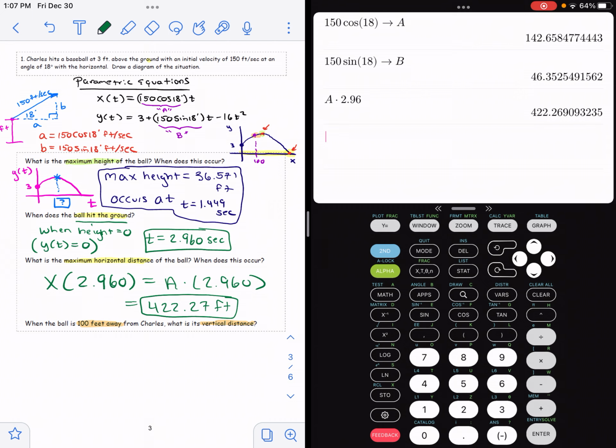All right, and then lastly, it says when the ball is 100 feet away from Charles, what is the vertical distance? So we kind of need to know the time value at which it's 100 feet away. So as a helper statement, let's just say 100 feet away, that's when x of t is equal to 100. But x of t we see above is our 150 cosine 18, which we recorded as A. So that's when A times t is equal to 100. In other words, when t is equal to 100 divided by A.